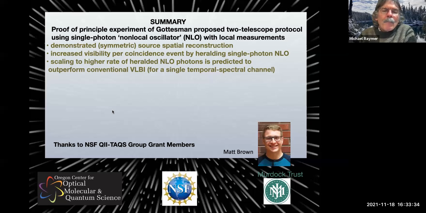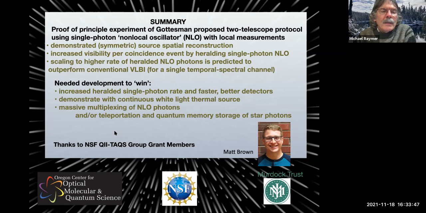Scaling to higher rate of heralded non-local oscillator photons. So if we can make a faster single photon source, we can do better in principle. But to win, we really need to increase the single photon rate to be very fast and fast detectors with more efficiency, and demonstrate this with continuous thermal sources and reconstruct complex structures of CW thermal sources. And we need a massive demultiplexing of local oscillator photons and possibly teleportation to quantum memories, which could be in the future.